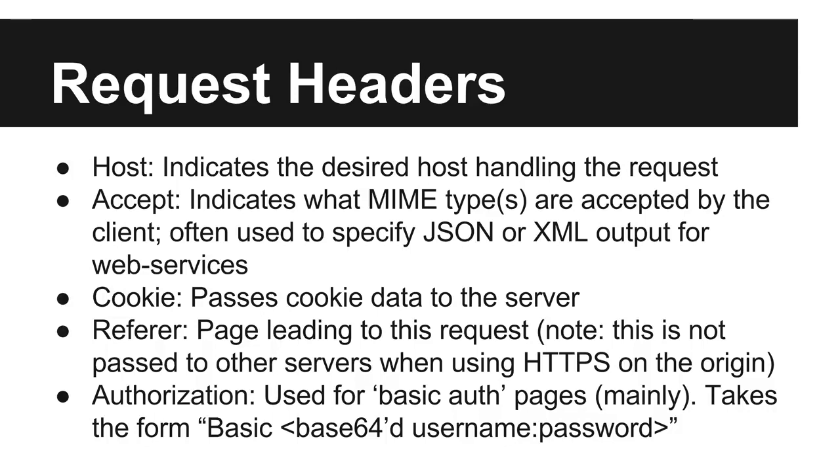If you're making a request to some endpoint and you want to specify that you want XML output, for instance, then you can just send up accept text/XML. The cookie header is able to pass cookie data to the server, and we're going to talk a little bit more in depth about cookies in a few. You have the referer header, which shows you which page actually led to that request. Then you have the authorization header. It's used for basic auth pages usually.